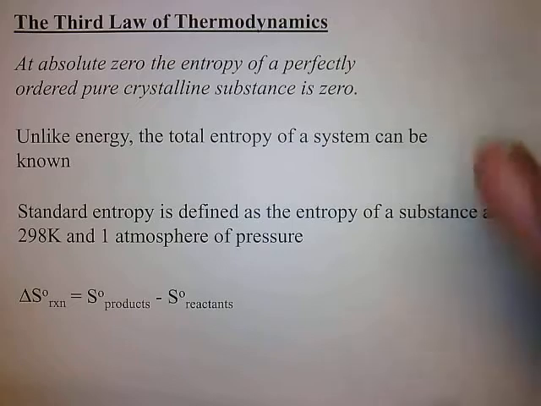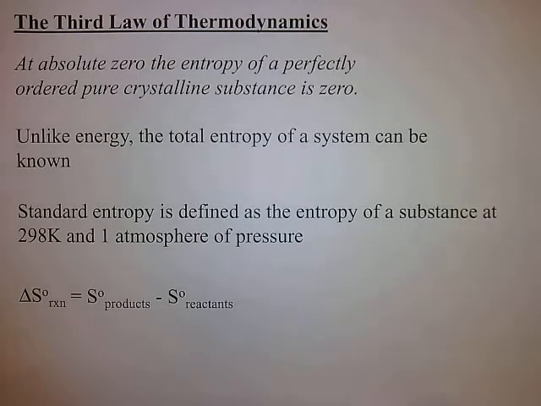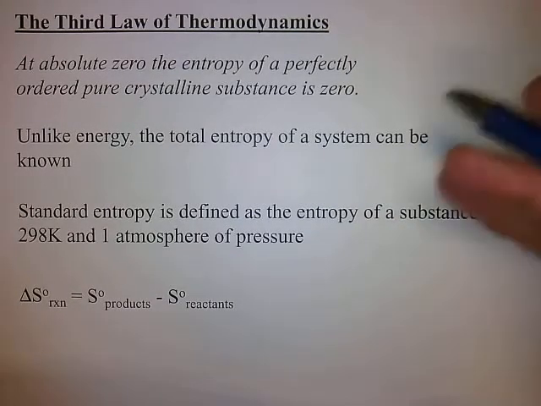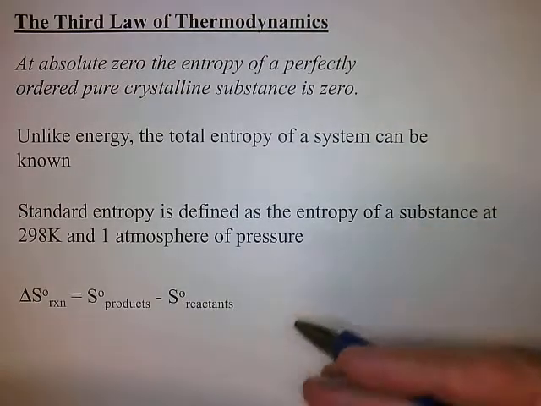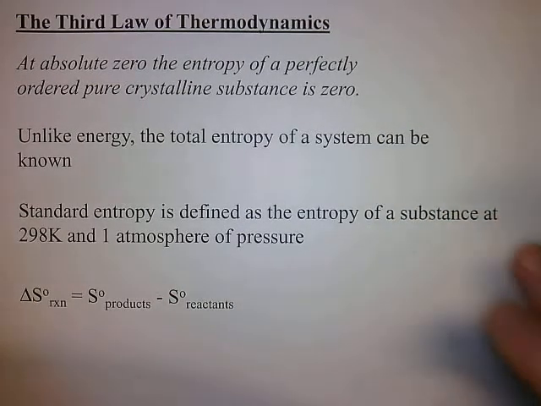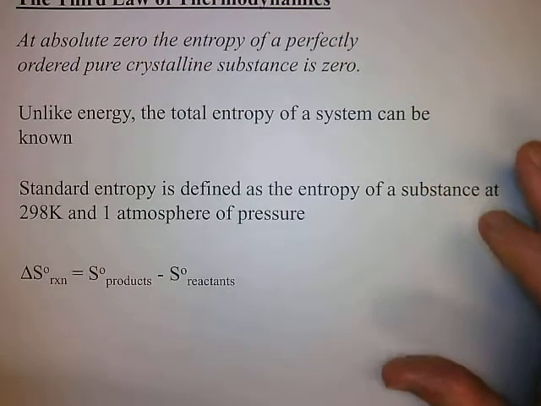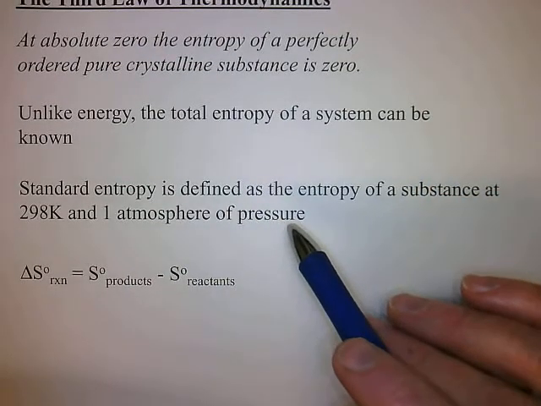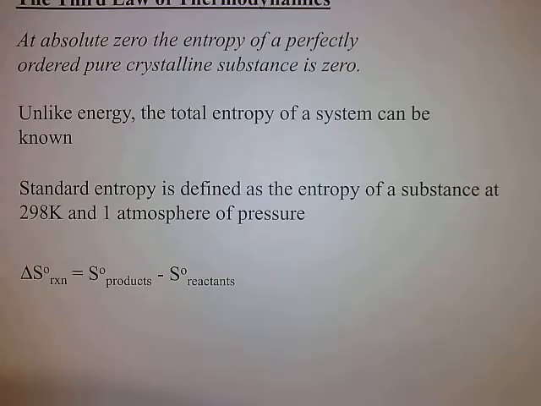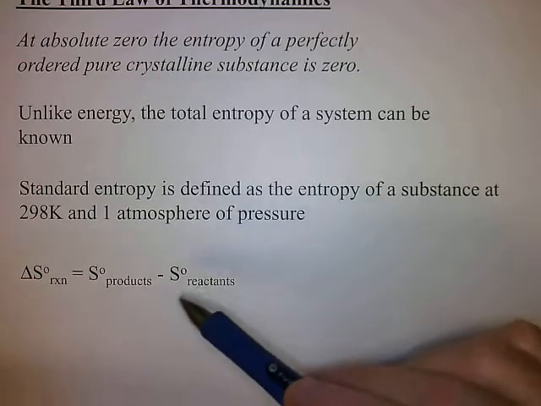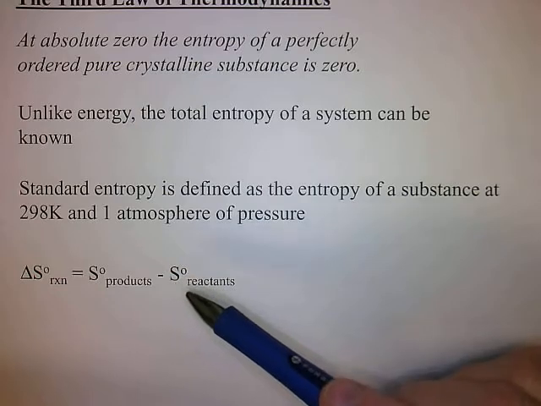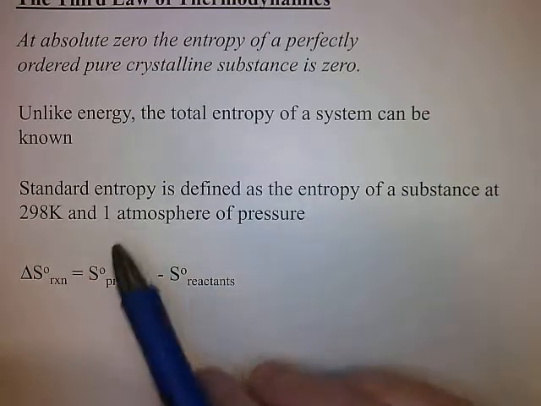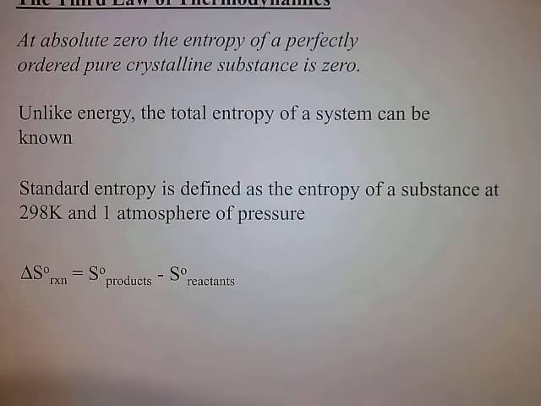All right, so you can look in your book and you will see standard values for entropy. You won't see energy values. But you will see entropy values. So the standard entropy is defined as the entropy of a substance at 298 Kelvin and 1 atmosphere of pressure, right? So anytime you see this superscript, that means standard conditions. That means 298 Kelvin and 1 atmosphere of pressure.